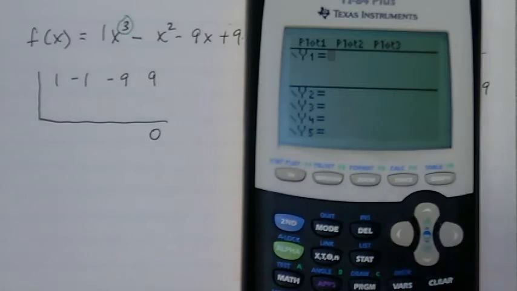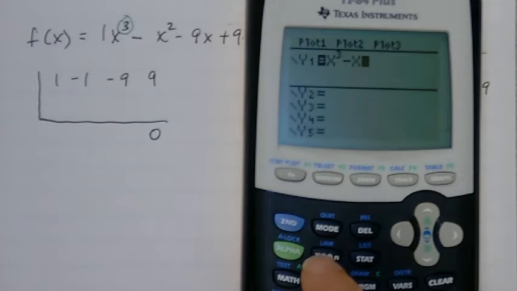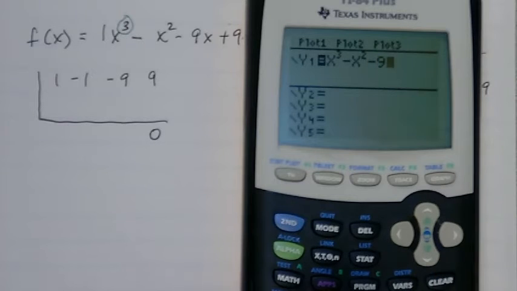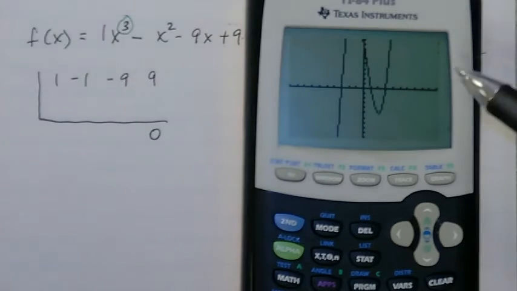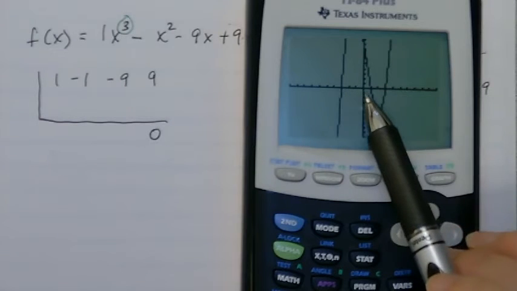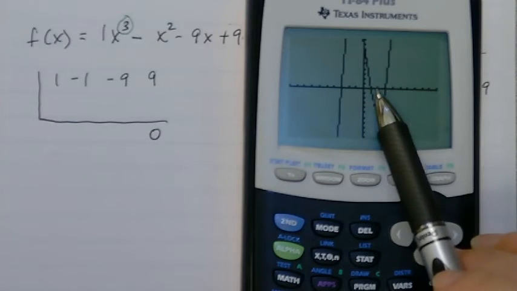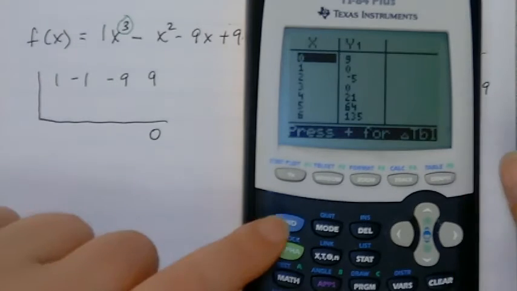So I'm going to go to y equals and type in my function, x cubed minus x squared minus 9x plus 9. And then I'm going to hit graph and see if I can see some places where it crosses the x-axis. It looks like all of my zeros are going to be real zeros. I'm going to have one at negative 3, one at positive 1, and one at positive 3. I'm going to check that out by looking at the table.